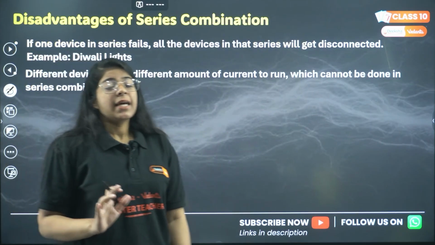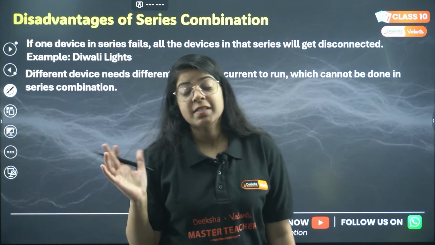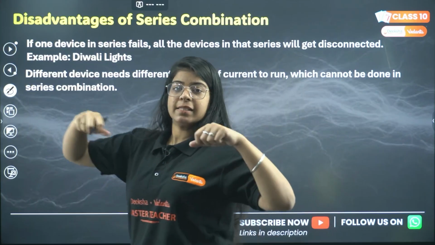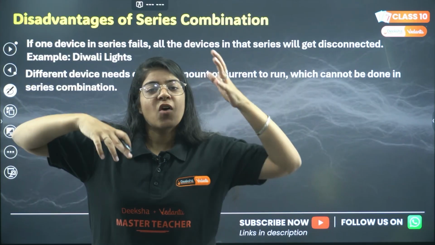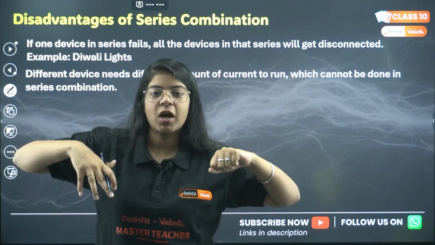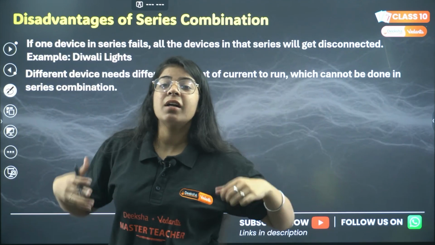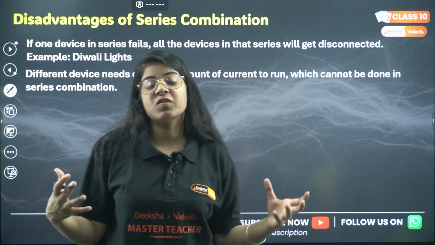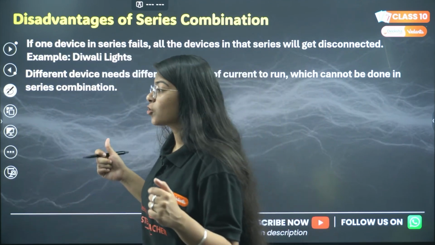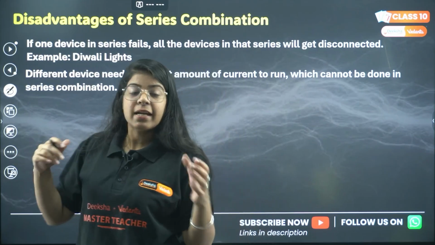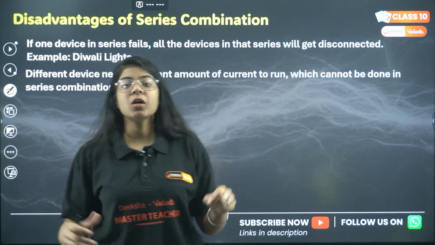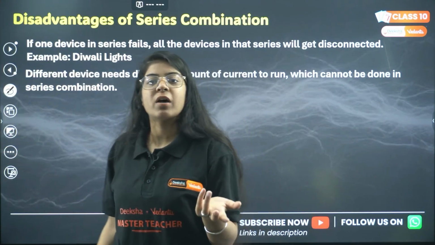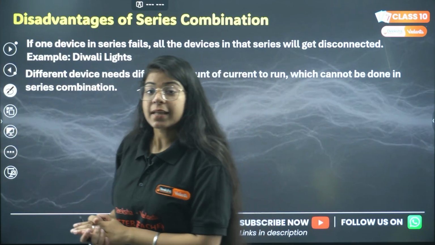Now there are some disadvantages of series combination. Why? Because see, there are 3 resistors. If one resistor breaks down, then the current will also stop flowing in the other 2 resistors. You have seen Diwali lights. Diwali is coming, so we have seen Diwali lights, right? So if one light stops working, all the other lights also stop working. Why? Because they are connected in series.